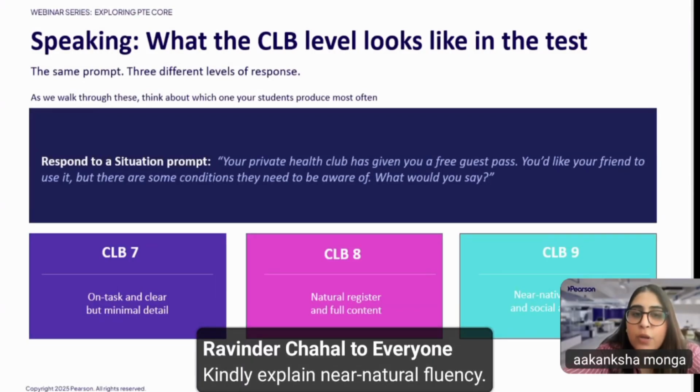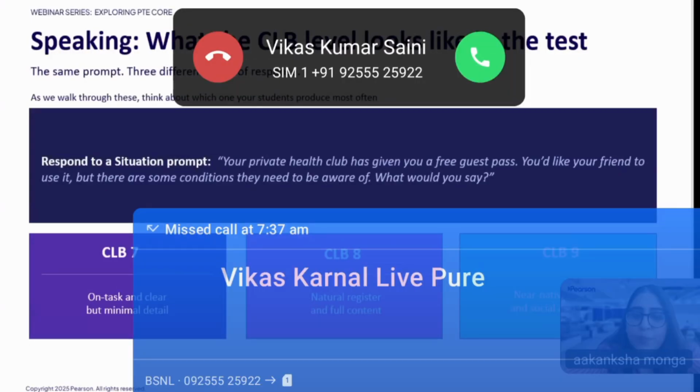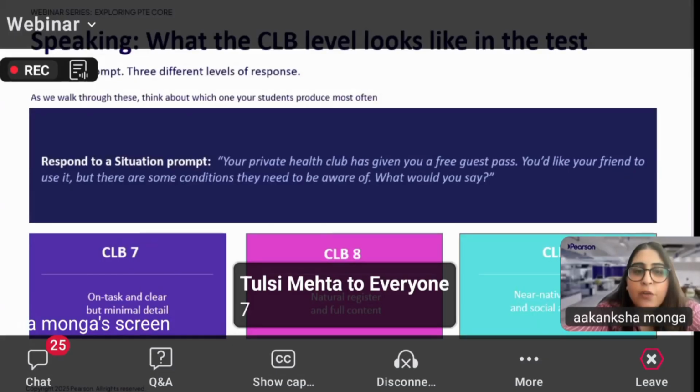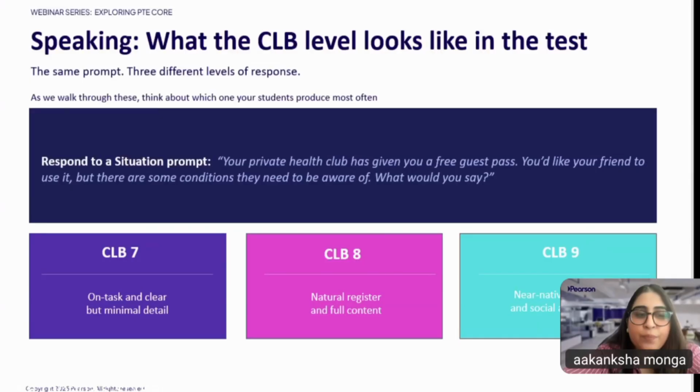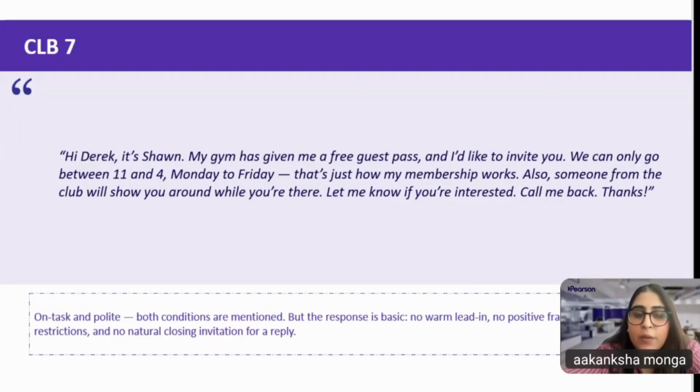I would like you to think about which one of these responses, or which type of response, your students are most likely to produce. So you have the prompt here. Now we're going to look at three different responses for it. Here's the response for CLB 7. Have a look at the response here.